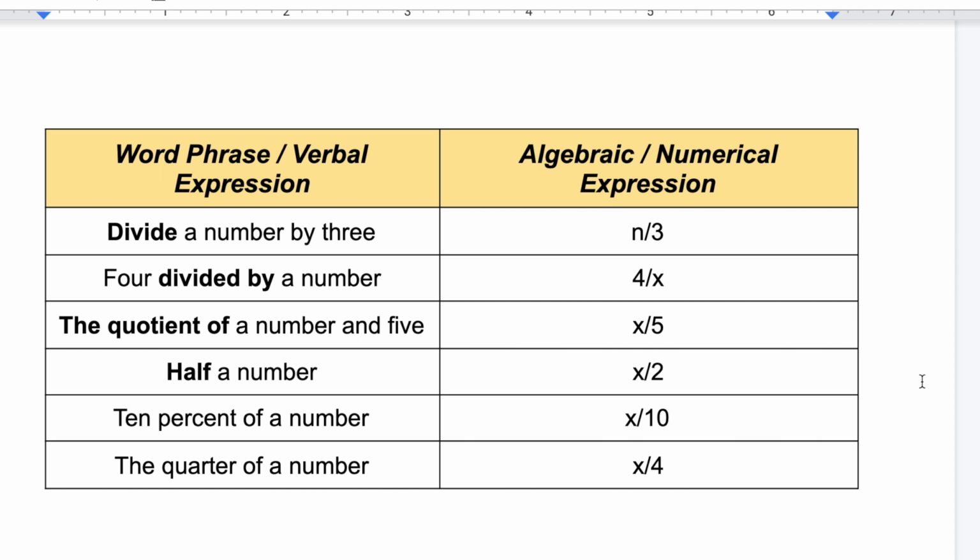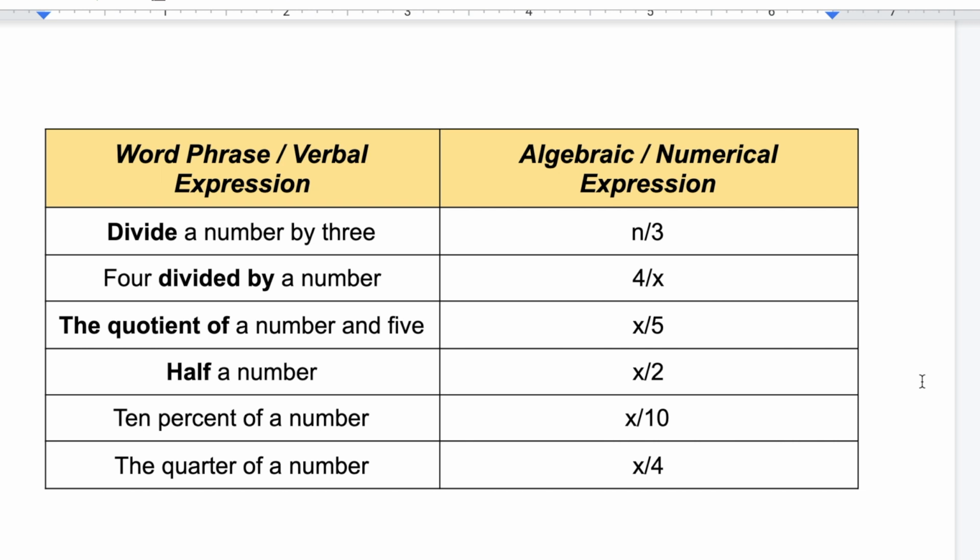4 divided by a number. Divided by, that means this is an adjective in English. Also it works as a passive voice. So the number 4, which is original, I divided it by a number, which is x. So 4 divided by x, it's not x divided by 4.